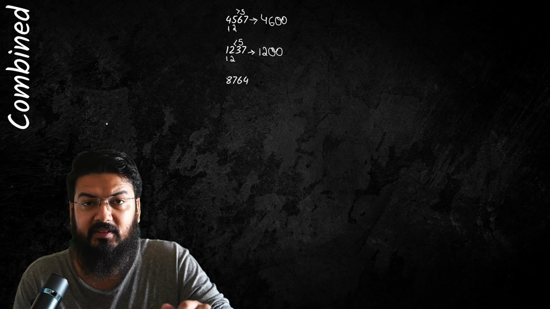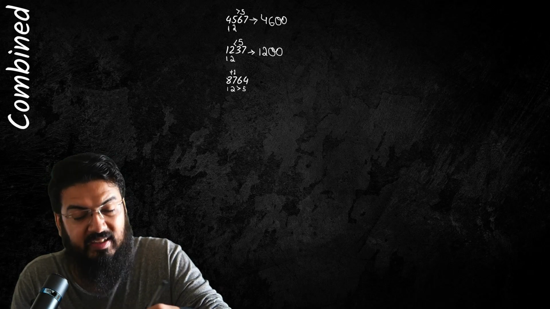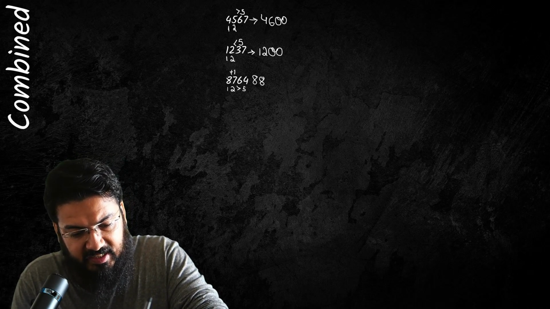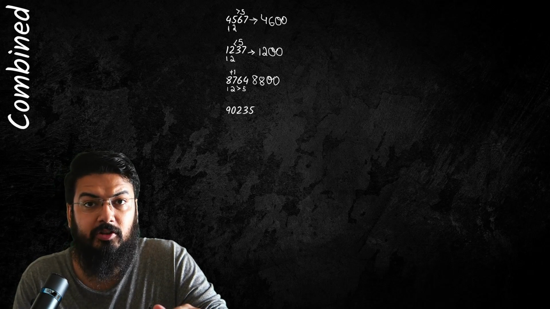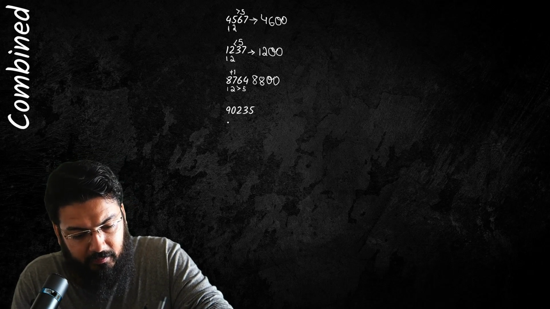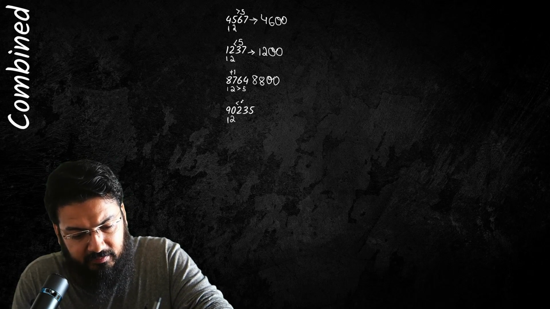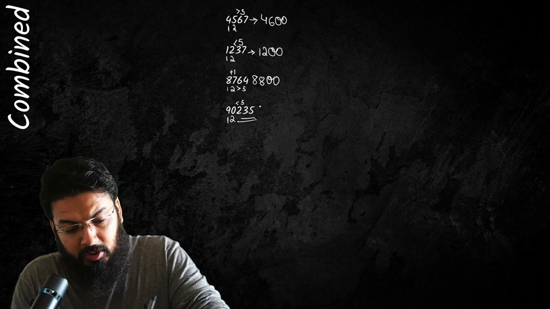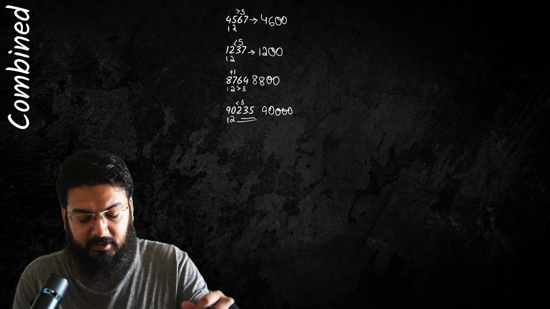I have 8, 7, 6, 4. So again, first, second, and the next one is greater than 5. So I'm going to add 1 to the 8. Sorry, 1 to the 7. That's going to become 8. So 8, 8, and then followed by 2 zeros. Then I have 9, 0, 2, 3, 5. So again, my second significant figure. After that, I have a digit less than 5. So I'm going to make all of these 3 digits become 0. So it's going to become 90,000 at 2 significant figures.